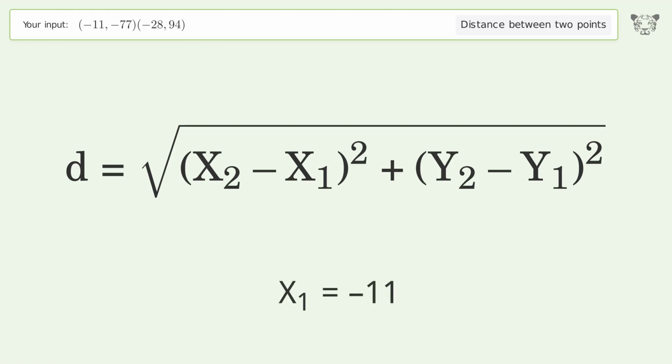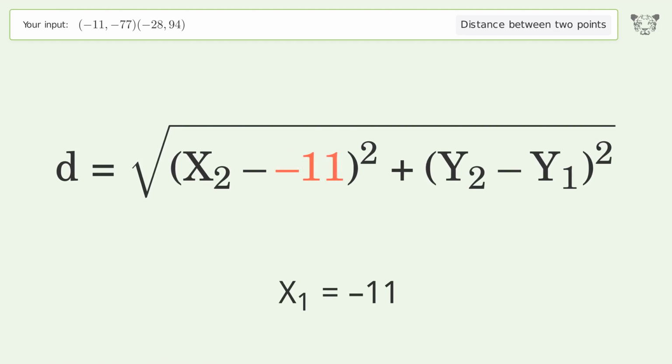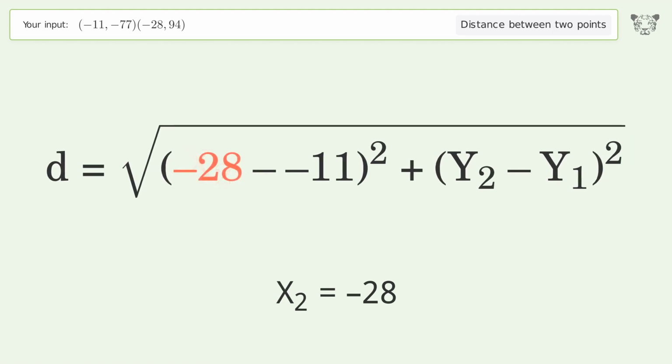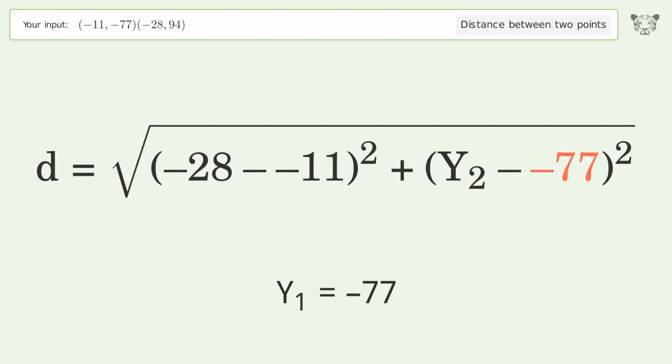x1 equals -11. x2 equals -28. y1 equals -77. y2 equals 94.